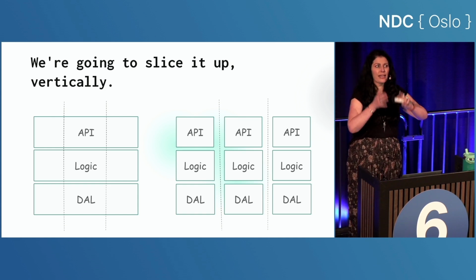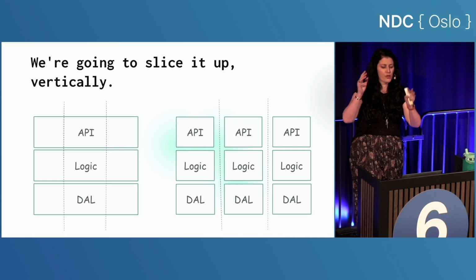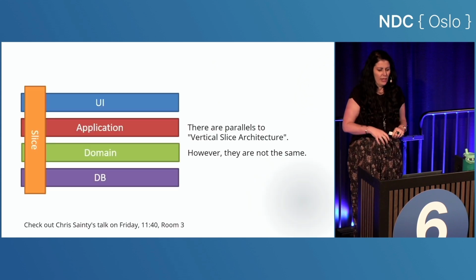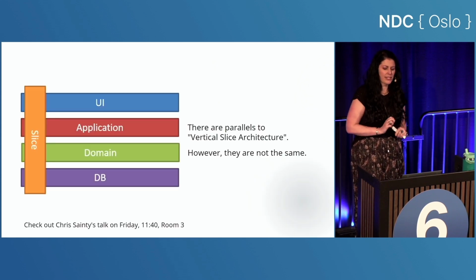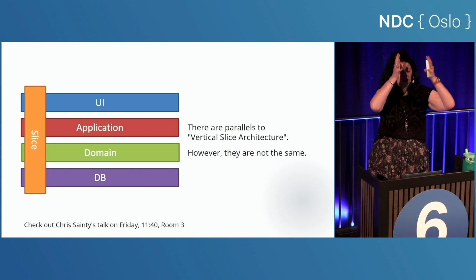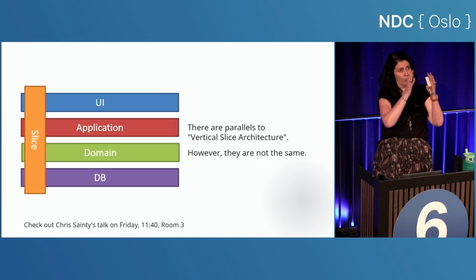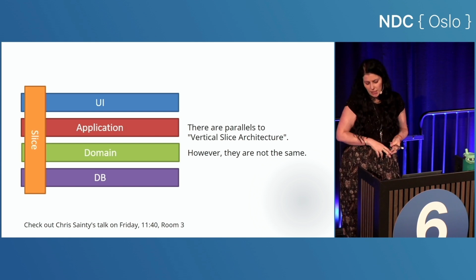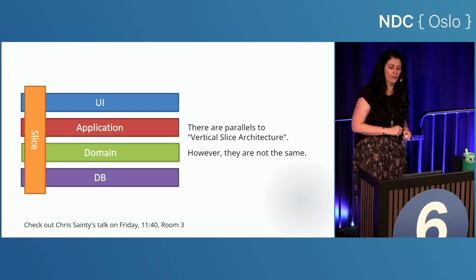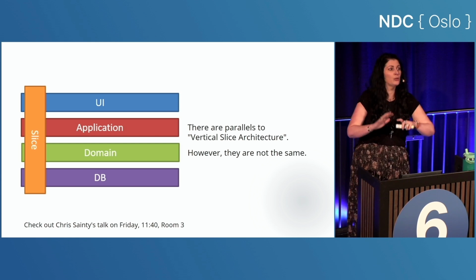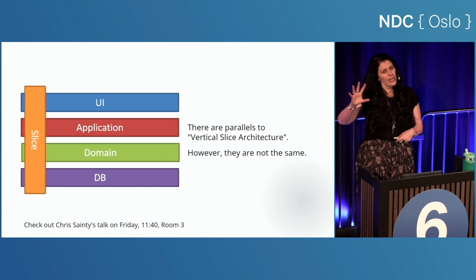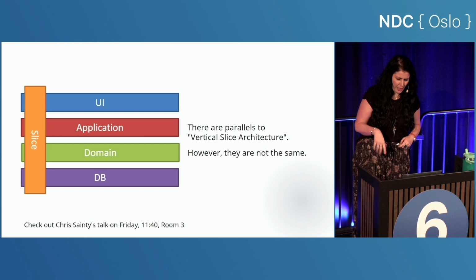All right, so we want to slice everything up vertically. So now we've got, in this case, 3 distinct modules, each with an API, the logic, and their data access layer. You may believe that this is vertical slice architecture, but that's different. That is taking a feature and doing all of the different parts of the feature in one slice. That can be applied to distributed architecture, monolithic architecture. It's not the same thing, and I highly recommend you go see my friend Chris Sainty's talk on Friday at 11:40 in room 3 to learn about his journey into vertical slice if you want to learn more, okay? So that's a similar idea, but it's definitely not the same.